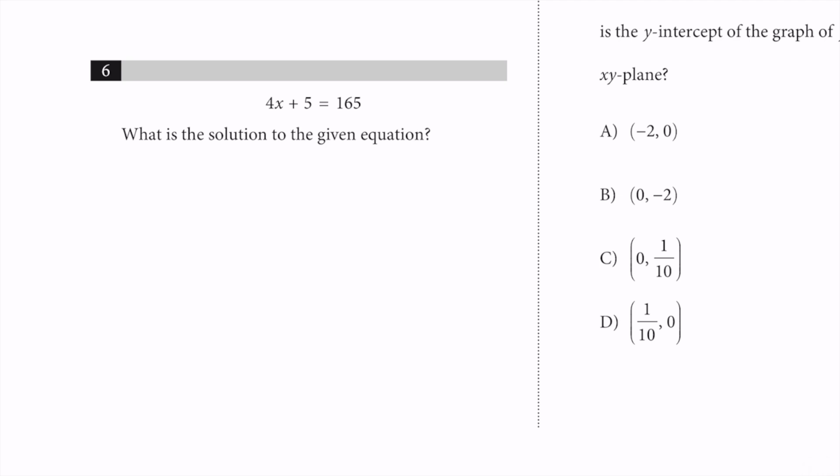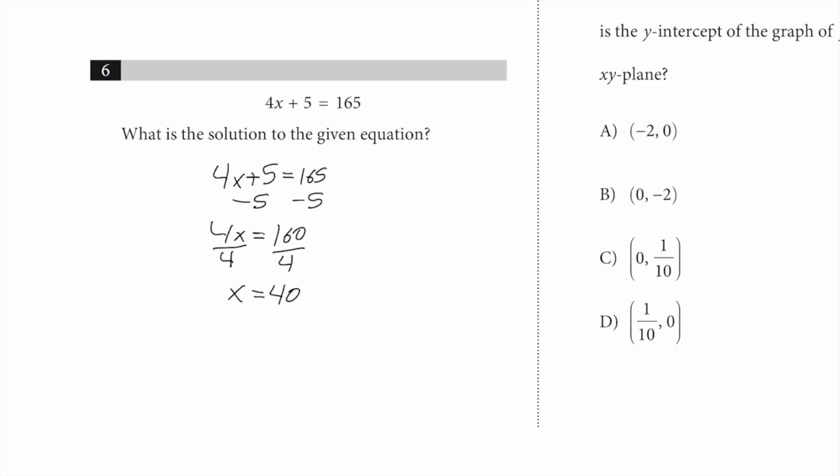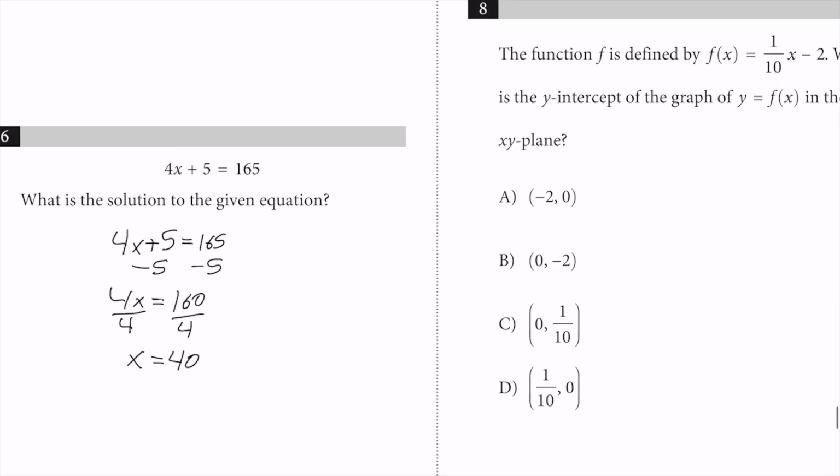Question 6, what is the solution to the given equation? We can just solve this directly. So we have 4x plus 5 equals 165. We're going to subtract 5 from both sides. 4x equals 160. Divide both sides by 4. X equals 40. So there we go. That's the answer for question 6.